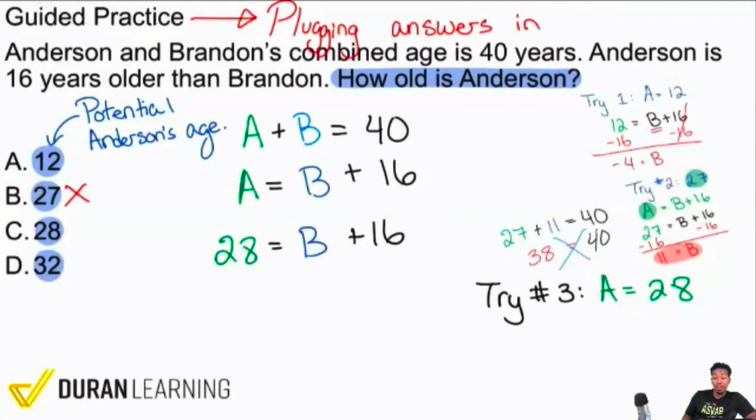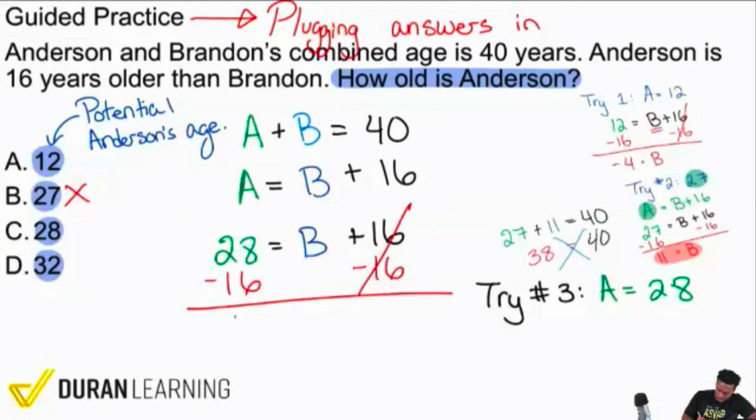Okay, if I go ahead and plug this in here, everybody, what do I do to both sides? Just like we said earlier, subtract 16 from both sides, doing the same thing. Everybody, what's 28 minus 16? I want everybody to hit me in the chat box. Yeah, that gets you 12. And so we'll have 12 right there. That's going to equal B. And so everybody, B equals 12. Brandon's age is 12 if Anderson's age is 28.